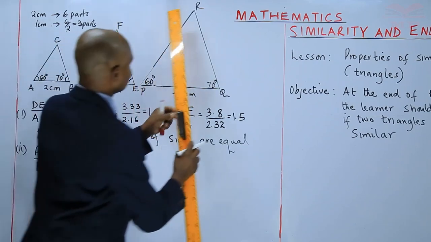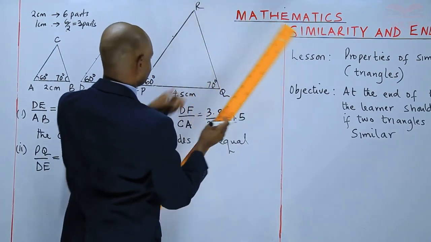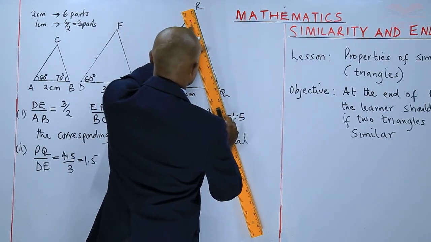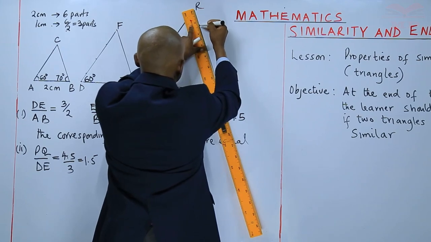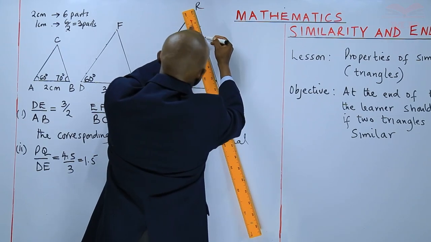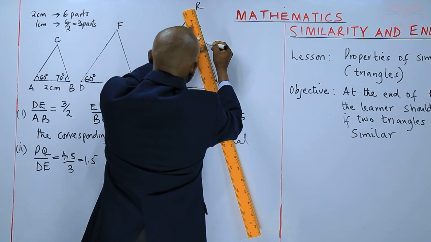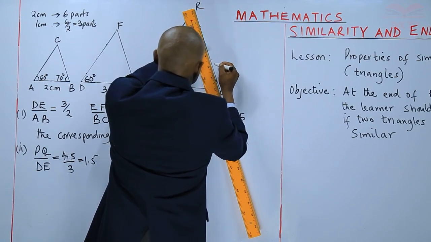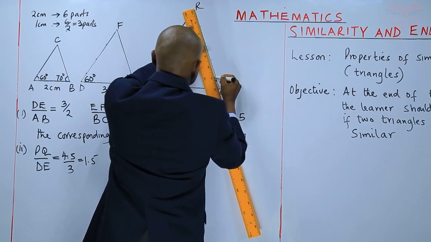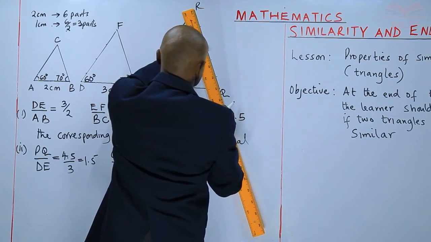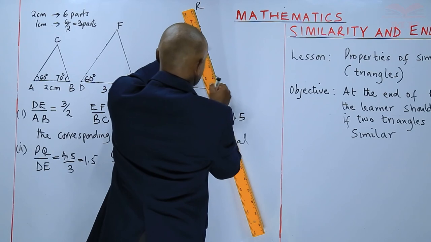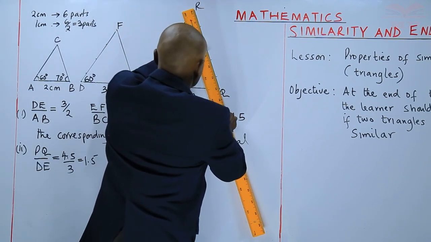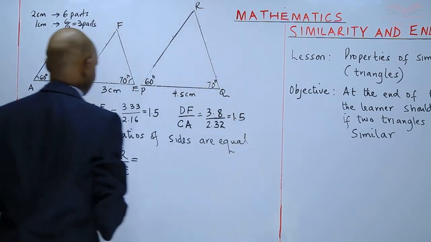So I'll come and measure with that scale. I have 1, 2, 3, 1 centimeter, another centimeter, 3 centimeters, 4 centimeters, and 2 parts. So it's working to 2/3 of a centimeter, that is 4.67.